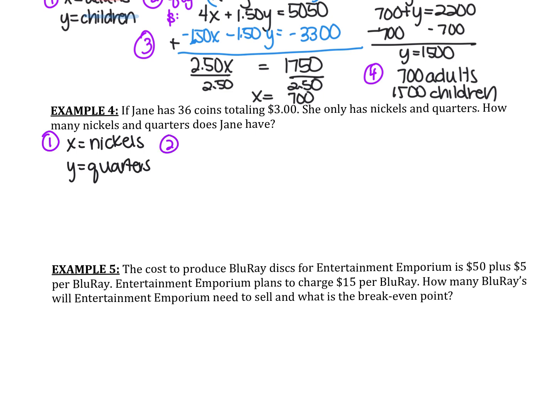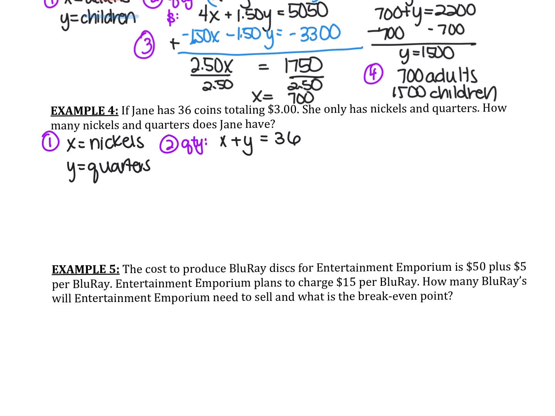And now comes the writing of the equation. So let's go back. If Jane has 36 coins totaling $3, she only has nickels and quarters. How many nickels and quarters does Jane have? Okay, so if she has 36 coins total, but she only has nickels and quarters, then I have a quantity equation: x plus y equals the total of 36 coins. So the number of nickels plus the number of quarters equals 36 coins.